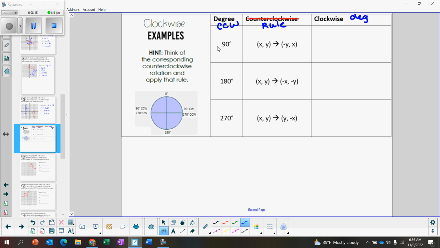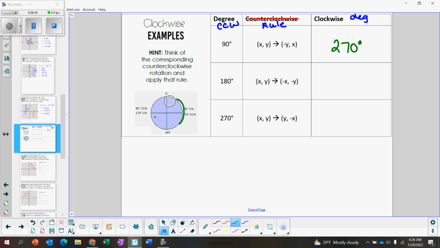So if I had gone 90 degrees counterclockwise, and I wanted to figure out the equivalent clockwise rotation, what's going to get me to the same ending position from the same starting position? That was 1, 2, 3 turns, or 270 degrees. So the equivalent to 90 counterclockwise would be 270 clockwise.